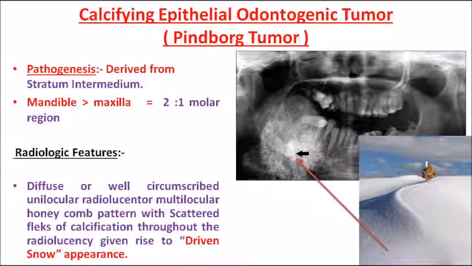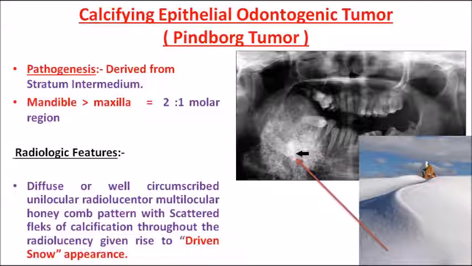Can you see that black arrow mark in that radiograph? That is the centermost point, and from that centermost point you can see flecks of snow being driven from that particular center towards outside. It is similar to the second picture, isn't it? So that is why it is called driven snow appearance. It is seen mainly in calcifying epithelial odontogenic tumor, and the main pathogenesis is that it is derived from stratum intermedium. Most common site is mandible.